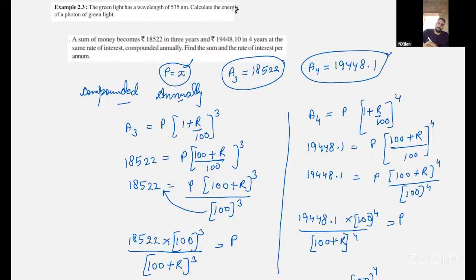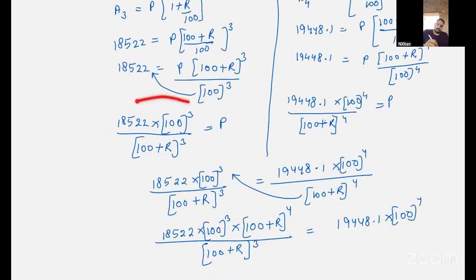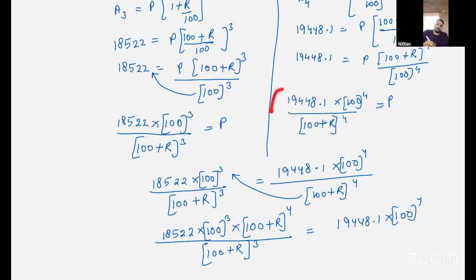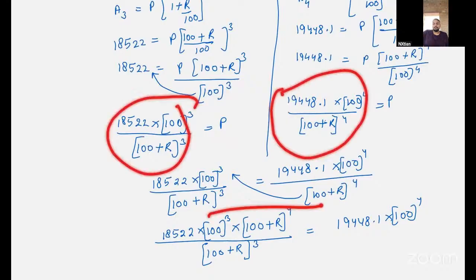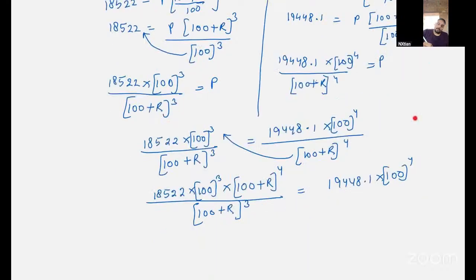I did the same with the amount 4 also. Now this whole thing is also equal to principal, and this whole thing is also equal to principal. So it means that they both are equal. So I equate them. This is equal to this, like this. Now the last step which I did, I sent this division, which is 100 plus r to the power of 4, to the other side. It will multiply. This was the last step.